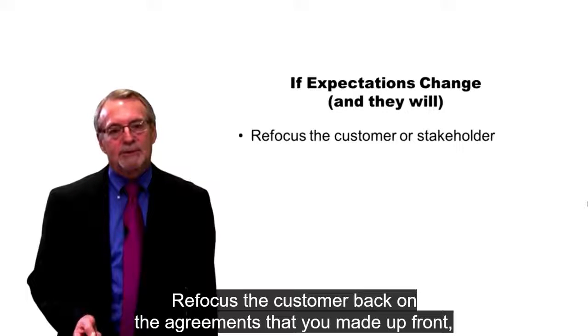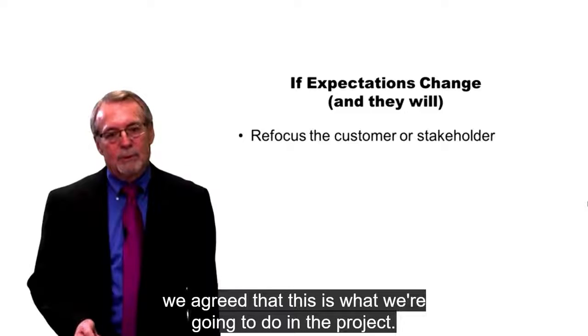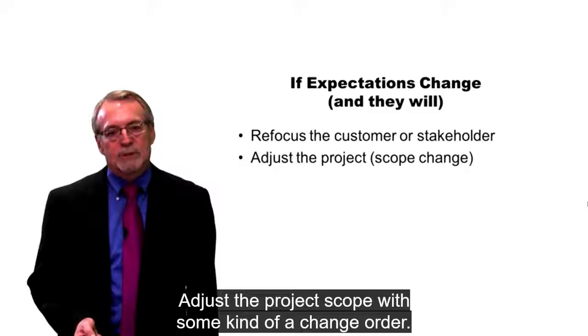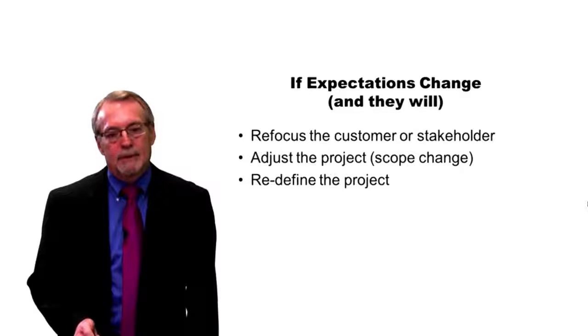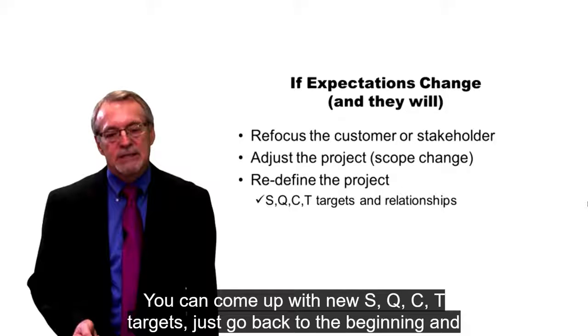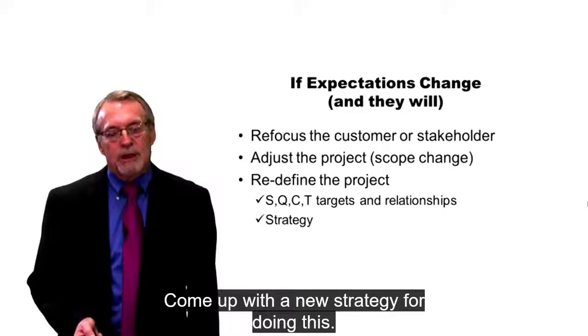Refocus that customer back on the agreements that you made up front. We already had these discussions and we agreed that this is what we're going to do in the project. Adjust the project scope with some kind of a change order. Redefine the project. We can come up with new SQCT targets. Just go back to the beginning and redefine this thing. Come up with a new strategy for doing this.